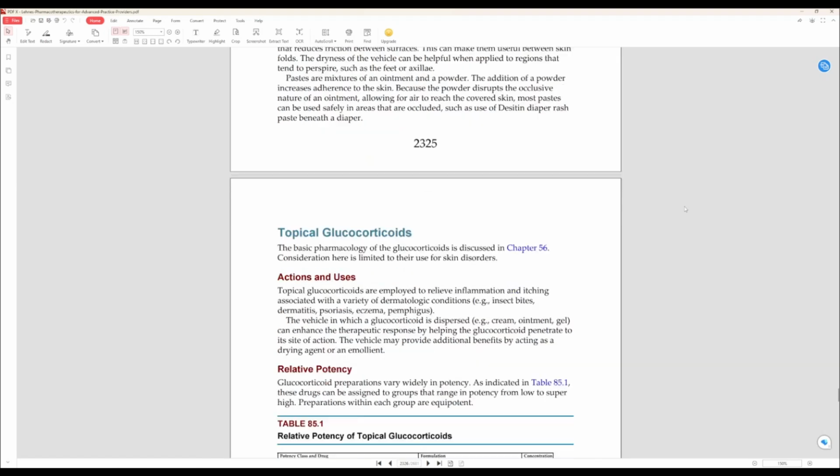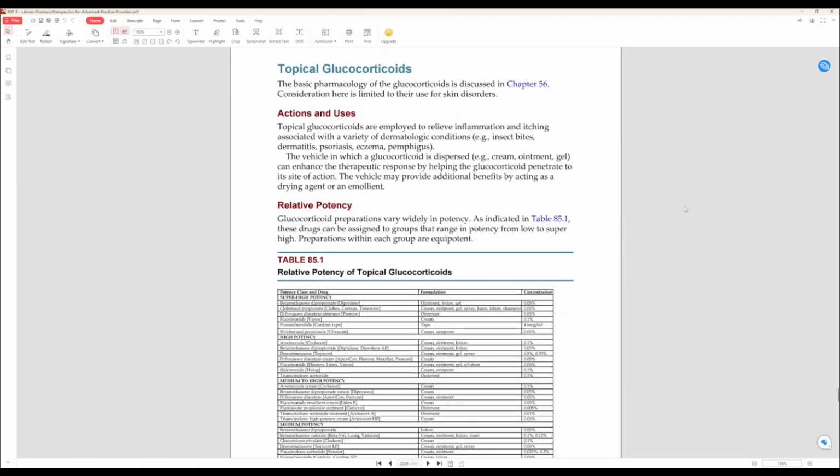diaper. So, topical glucocorticoids. The basic pharmacology of glucocorticoids was already discussed in Chapter 56. Considerations here are strictly based on their use for skin disorders. So, we'll speak on their actions and use. Topical glucocorticoids are employed to relieve inflammation and itching associated with a variety of dermatologic conditions, which would be insect bites, dermatitis, psoriasis, eczema, and pemphigus.